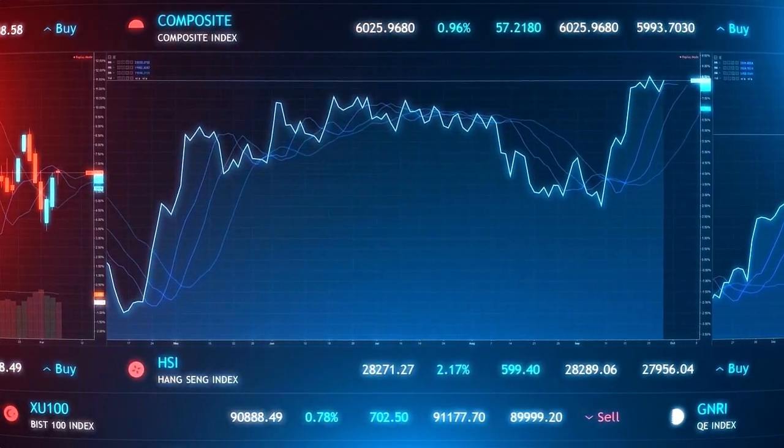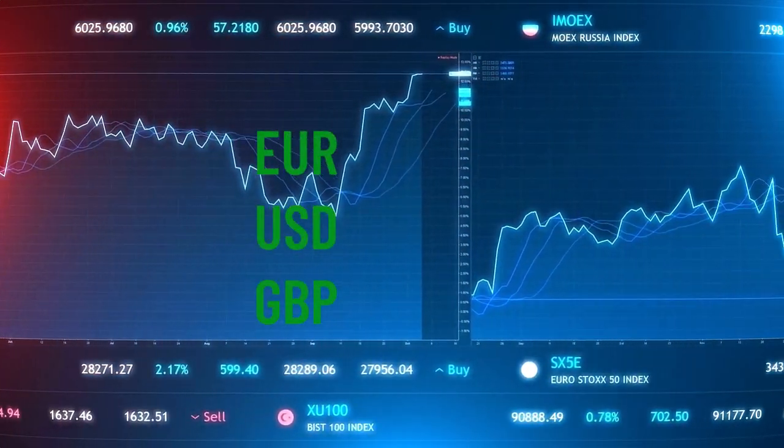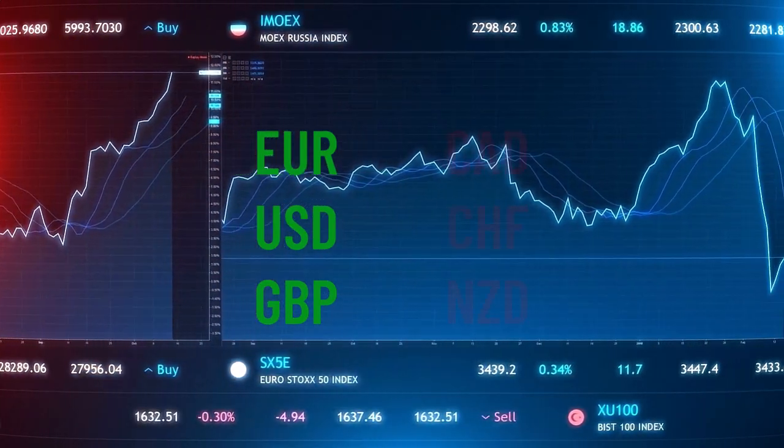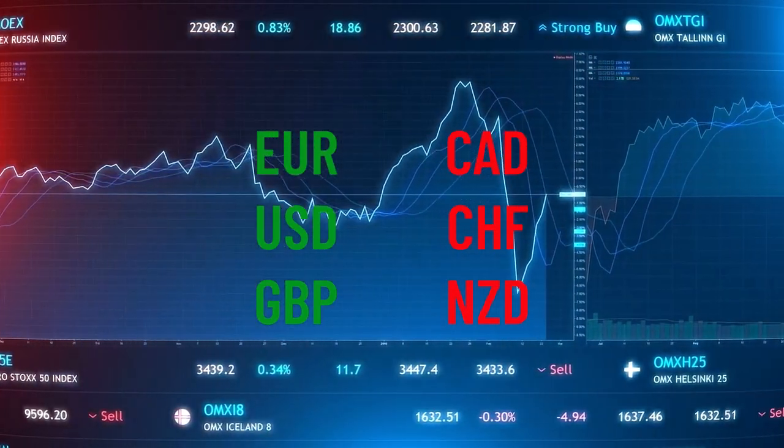My trade setup directions for today will be long on the euro, the US dollar and the pound, and short on the CAD, the Swiss and the New Zealand.